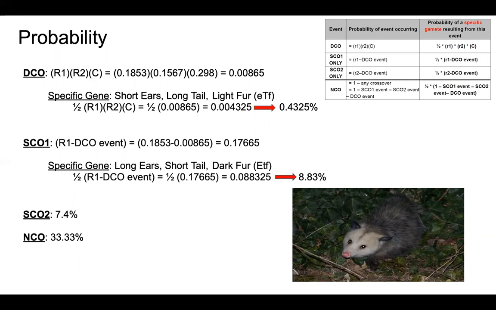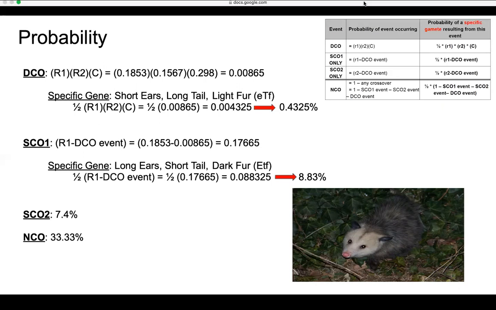For the SCO1s, you do R1, the decimal, minus the DCO event, and I got this number. Then you have to multiply it by a half to get your probability. So I got 8.83%. Did the same math for SCO2 and NCO, but I got 7.4% for the SCO2 and 33.3% for my NCO.